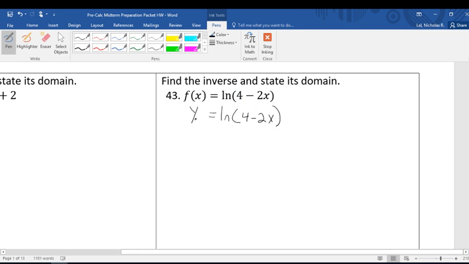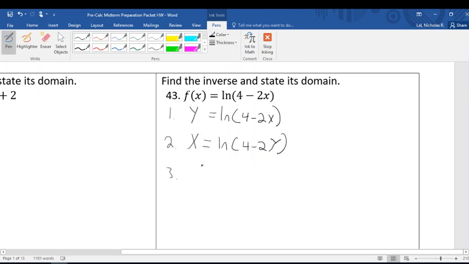The next step is to switch the x's and the y's. So that's step one. For step two, we rewrite x is equal to the ln of 4 minus 2y. The next step is to solve for y. So to do that, what I'm going to do is know that ln is log base e.